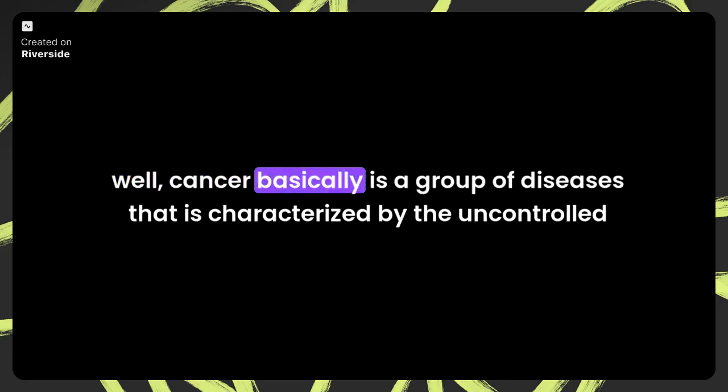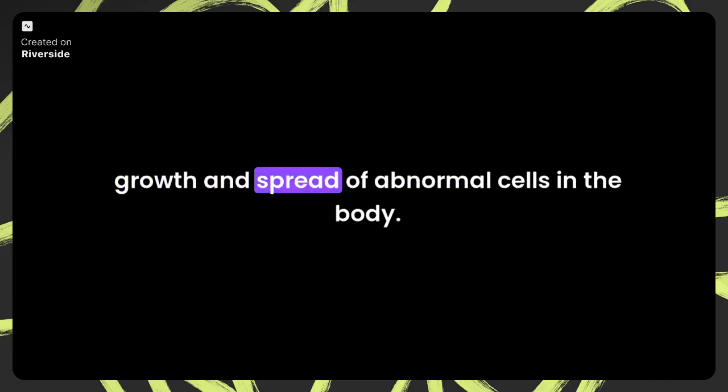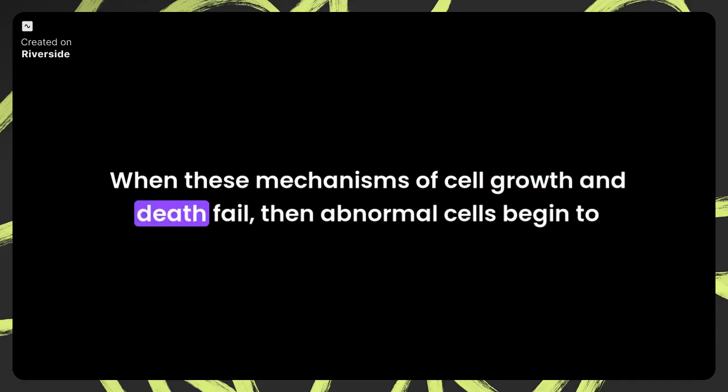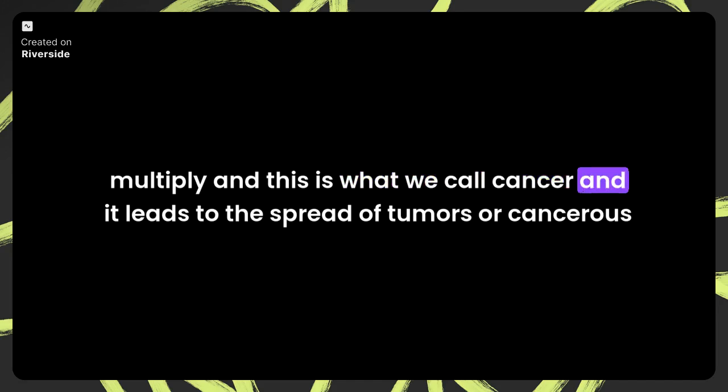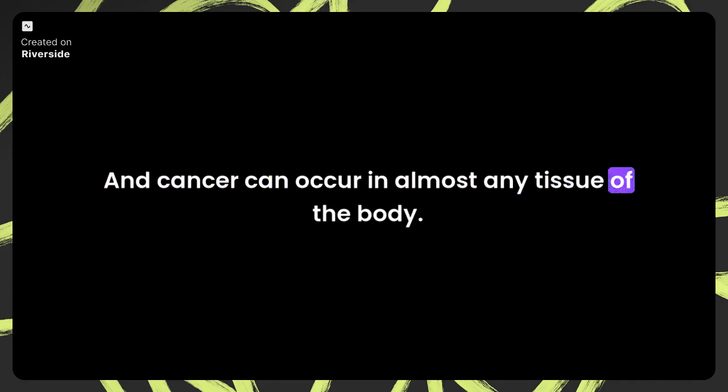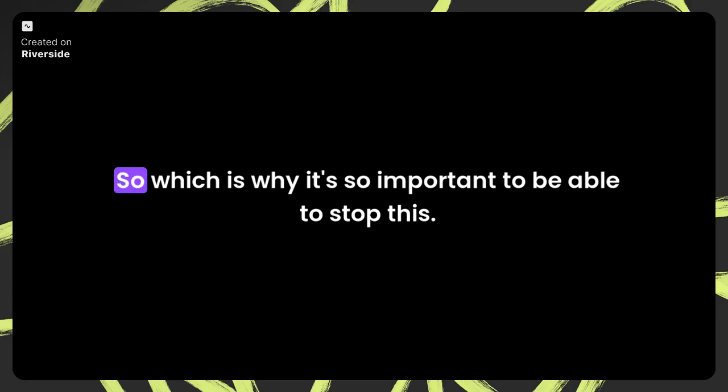And well, cancer basically is a group of diseases that is characterized by the uncontrolled growth and spread of abnormal cells in the body. So normally the body's cells grow, divide, and die in an orderly fashion. But when these mechanisms of cell growth and death fail, then abnormal cells begin to multiply, and this is what we call cancer, and it leads to the spread of tumors or cancerous cells to other parts of the body. And cancer can occur in almost any tissue of the body, which is why it's so important to be able to stop this.